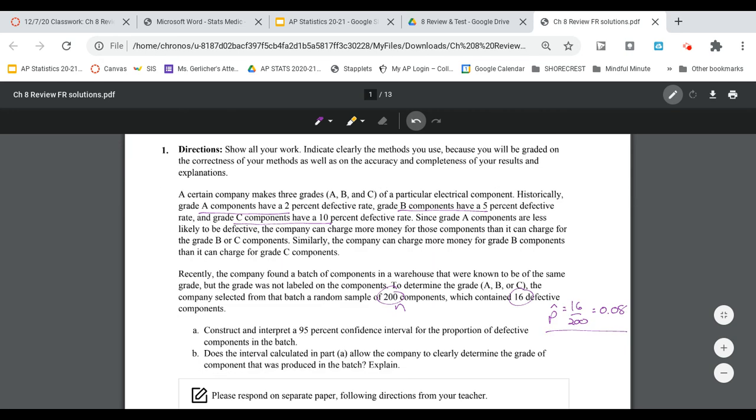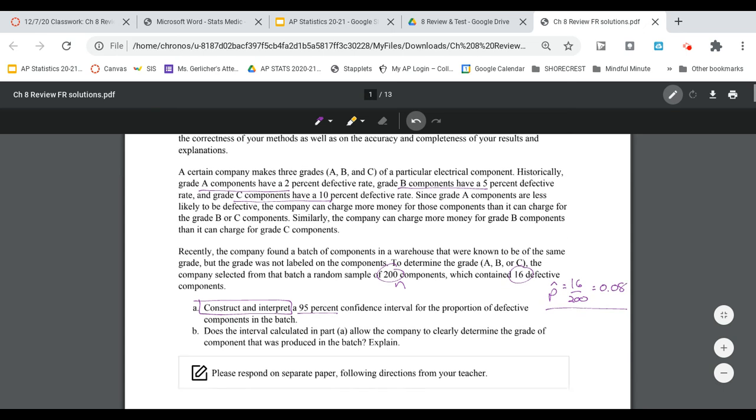Now, the phrase that tells you that you have to do the whole SPDC thing is this: construct and interpret. If you take that literally, you think, oh, I just need to get the correct interval and then write my interpretation sentence. But that is not enough. They need the full procedure. So you need to know that that phrase, construct and interpret, means the whole 4-step process. And then as always, they will give you the percent, 95%.